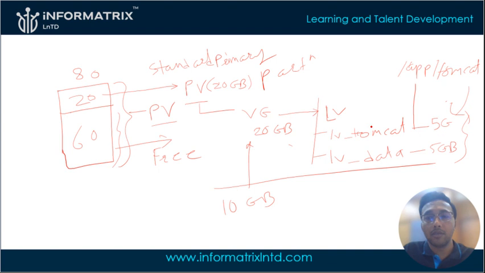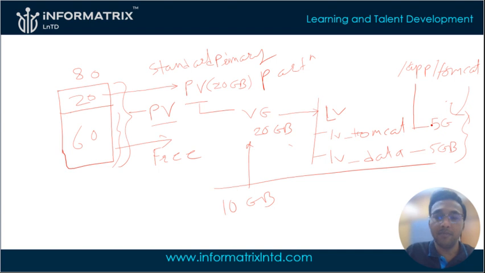Alright, so now whatever data I'm storing under /app/tomcat is actually going into this LV_tomcat partition, which is 5 GB in size. This way we are using the partitions in the operating system, and whatever the applications are storing, the data actually goes like this.